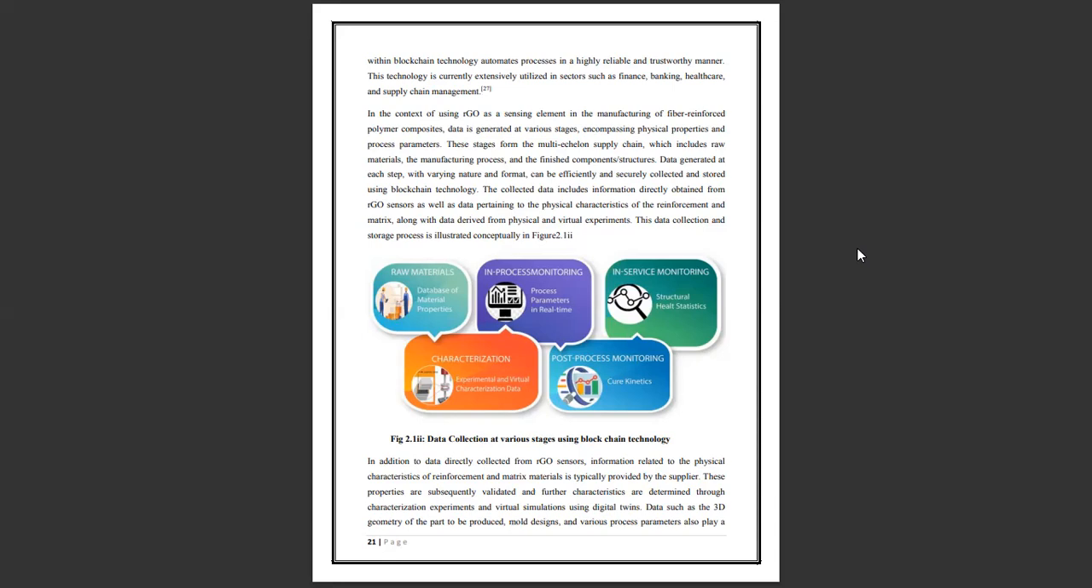Data is generated at various stages encompassing physical properties and process parameters. These stages form the multi-supply chain, which includes raw materials, manufacturing processes, and finished component structures. Data generated at each step, with varying nature and format, can be efficiently and securely collected and stored using blockchain technology.